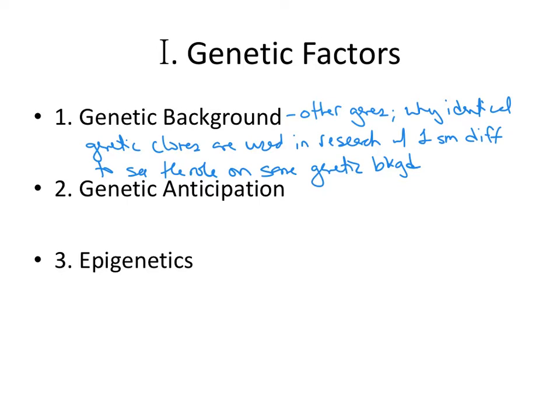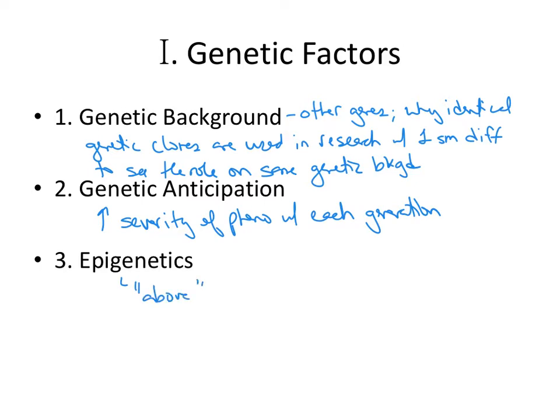Then we have genetic anticipation, and basically that there's an increase in severity of the phenotype with each generation. It's kind of sad. And then epigenetics is above the gene inheritance. So things that you can inherit that are not the AGCT, okay? Has to do with 2 main things. Number 1 is the state of chromatin packing.